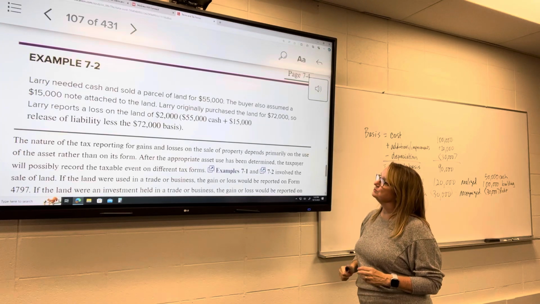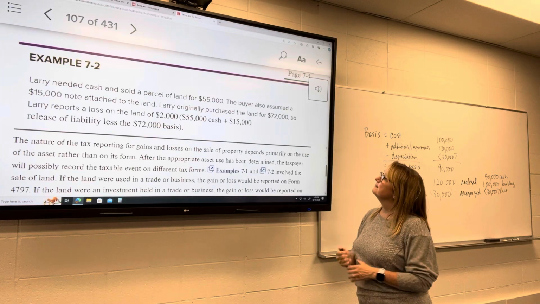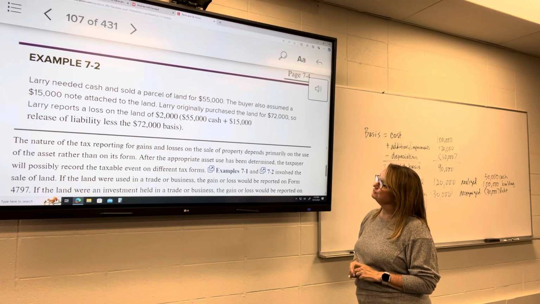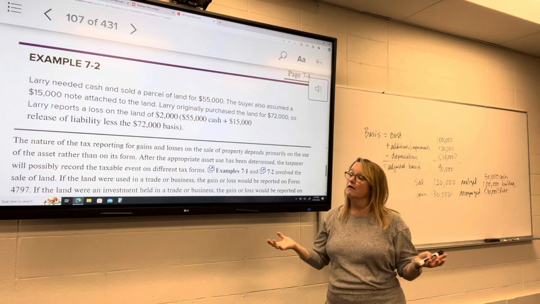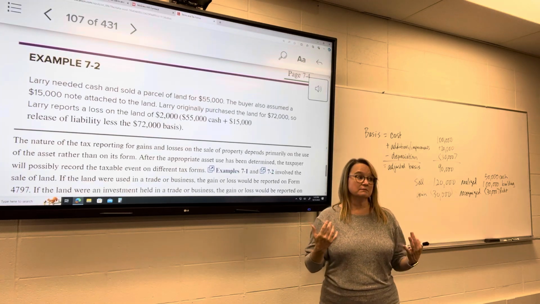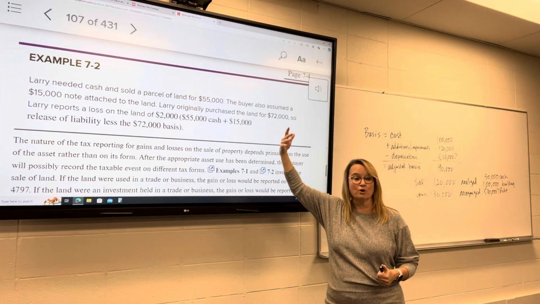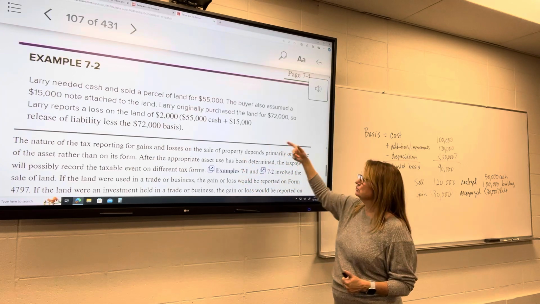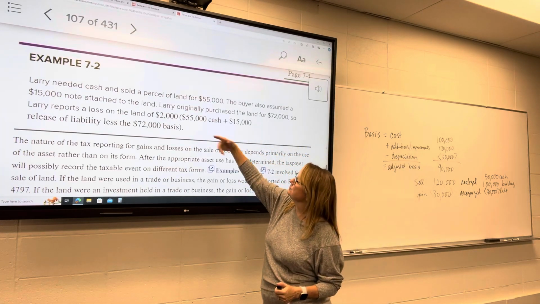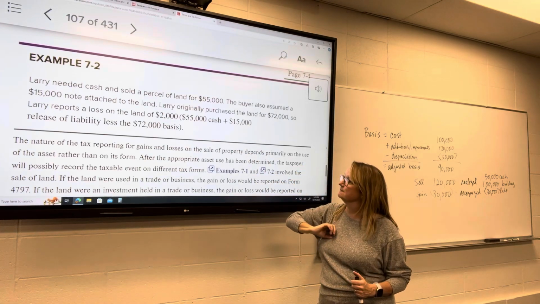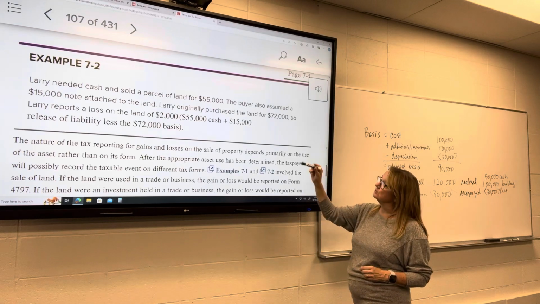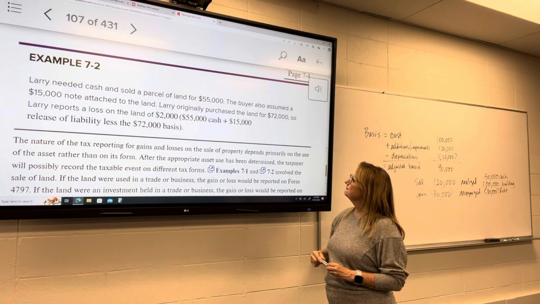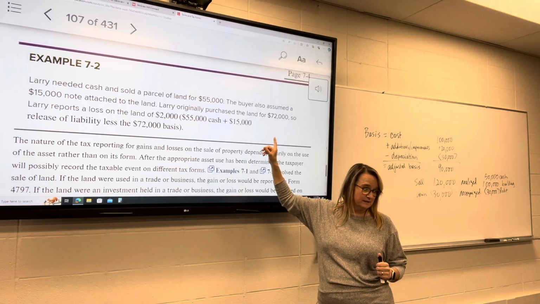Larry needed cash and sold a parcel of land for $55,000. The buyer of it also assumed a $15,000 note that was attached to the land. He originally purchased it for $72,000, so now he's got a loss on that, but the loss is going to be less because he also was relieved of that additional debt. So $55,000 cash that he received plus the $15,000 minus the $72,000 basis. So his total loss now is $2,000. Does that make sense? To calculate the loss?